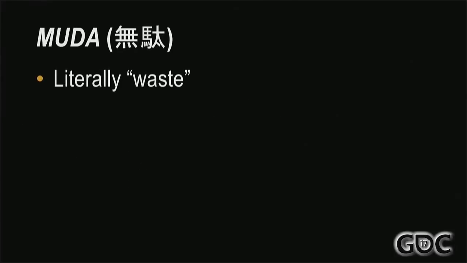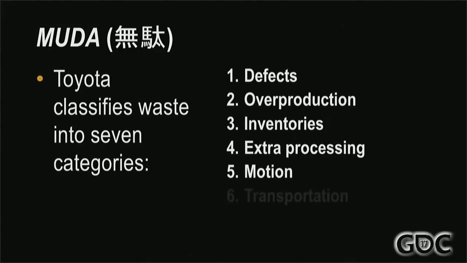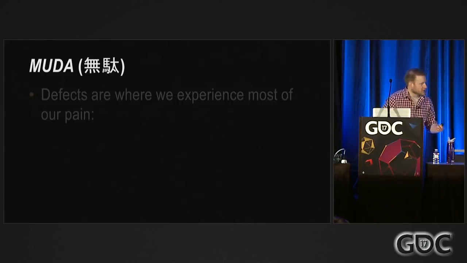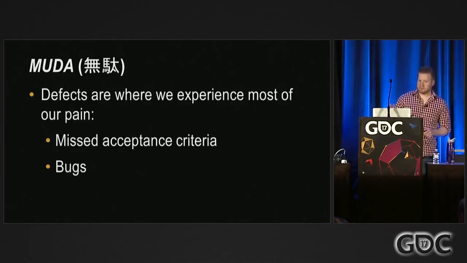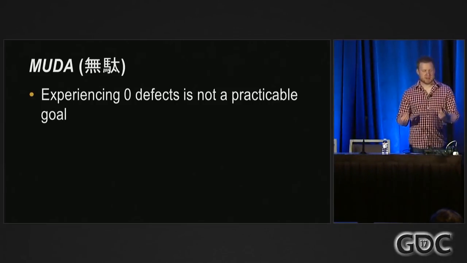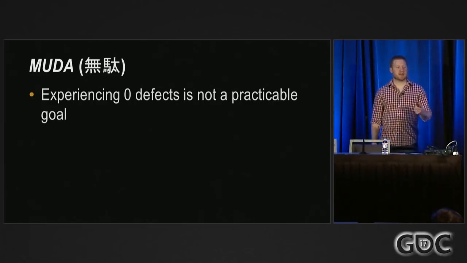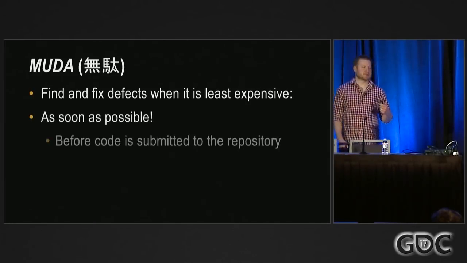Next up, Muda. This literally translates as waste. And Toyota classifies waste into 7 categories: defects, overproduction, inventories, extra processing, motion, transportation, and waiting. Now, defects tend to be where we experience most of our pain. As far as waste, I'd put meetings up there pretty high, but we'll stick with defects. And they come down to generally missed acceptance criteria or bugs. Now, experiencing 0 defects is not a practicable goal. We are going to make mistakes. We are human. So instead, our goal should be to find and fix defects when it is least expensive, which is as soon as possible.